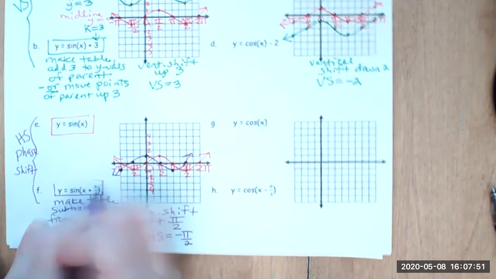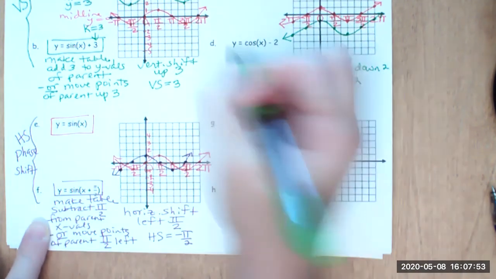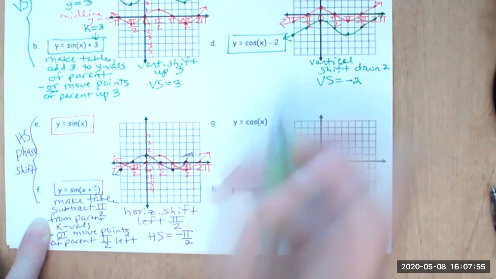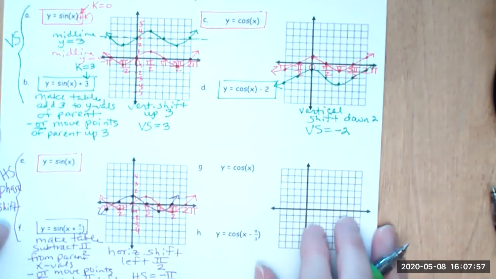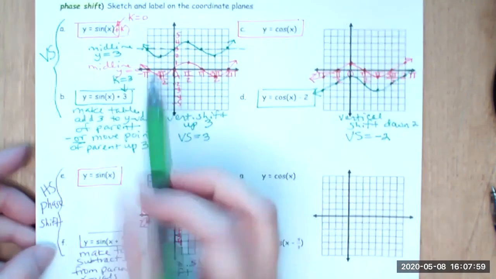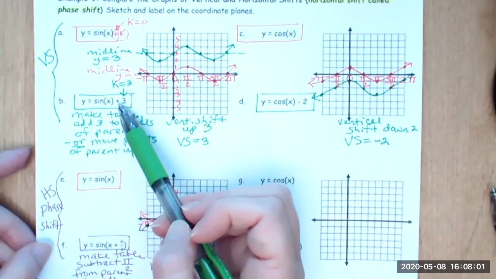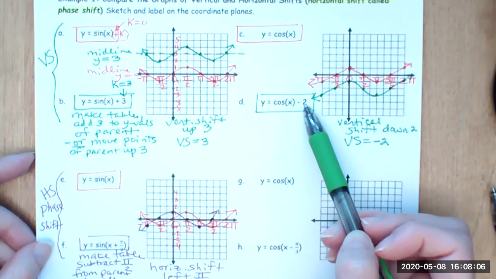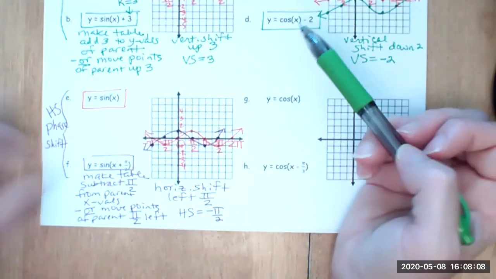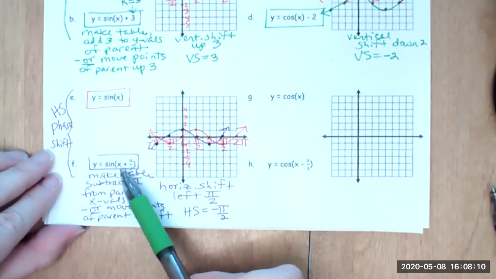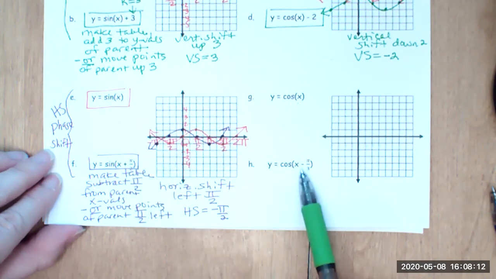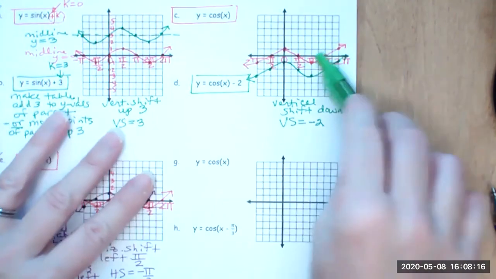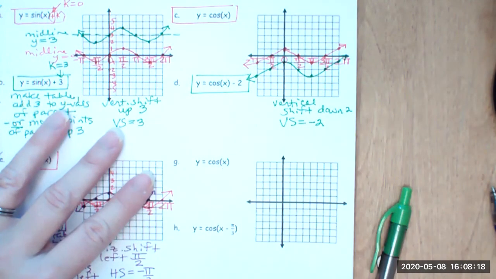So I'm just going to color code this for you. Okay, so you can see here we did sine shifting up and we did cosine shifting down. And so here, just to change things up, we did sine shifting left. Here we'll have cosine shifting right. Okay, so again, we're going to use that same parent that we used up here in red.